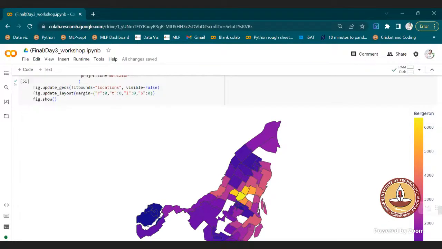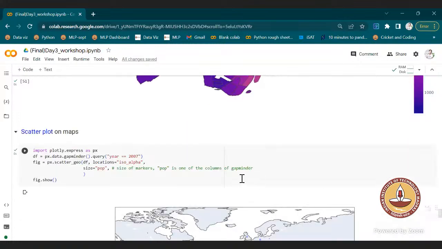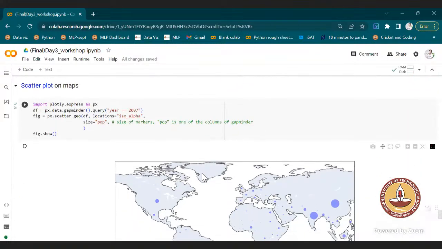So this type of chart will be helpful in a particular case where you have to show some data and values area-wise. Or state-wise, or you can say district-wise, or something like that. And for this one, here what we have is that we have plotted a scatter plot on maps.